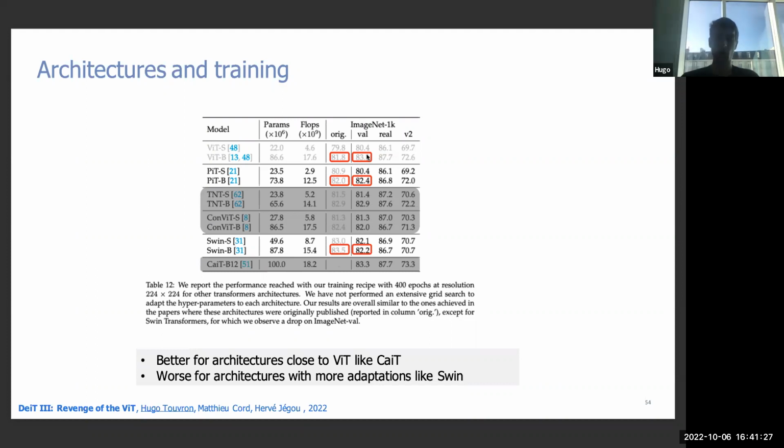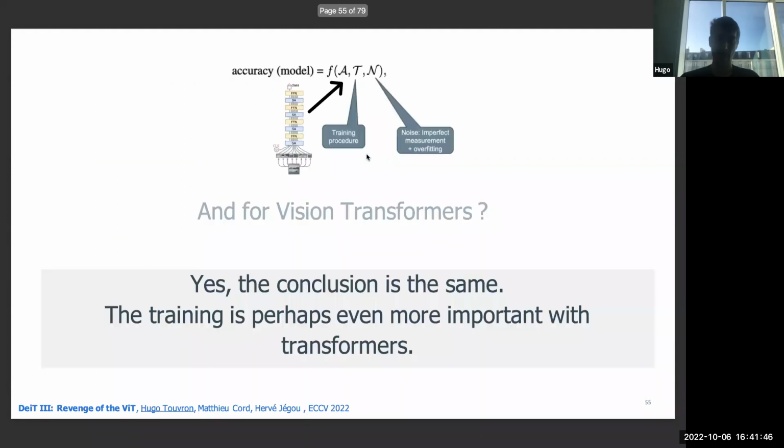So it's very hard to know if a conclusion is robust in a paper. Generally, the conclusion is according to the training we consider, because it's very hard, given this result, to have a robust conclusion that holds for every training strategy. So the question is whether the conclusion is the same, and for vision transformers, the answer is yes. The training is perhaps even more important with transformers.